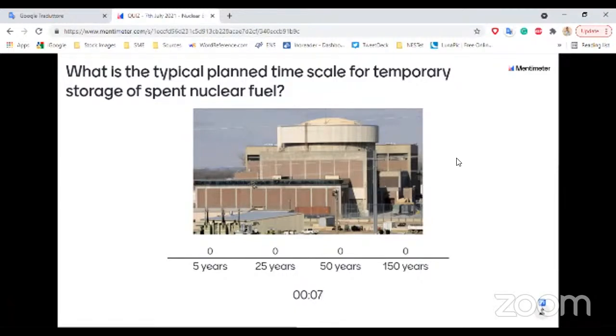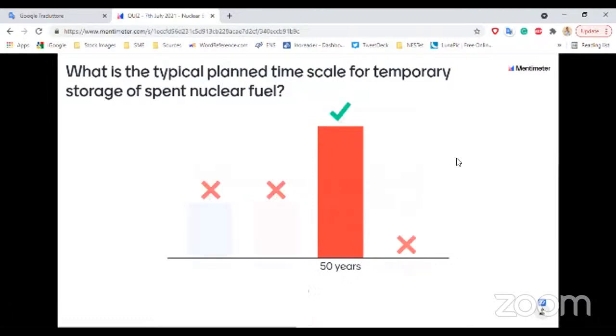Temporary storage of spent nuclear fuel. The typical planet time scale is exactly 50 years. Congratulations. Let's move to the second half of the quiz.